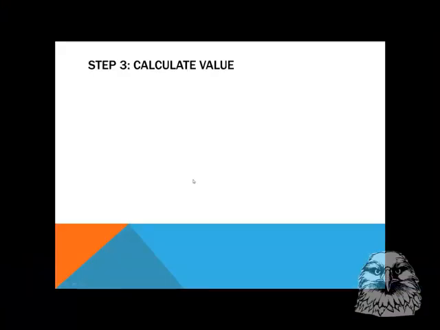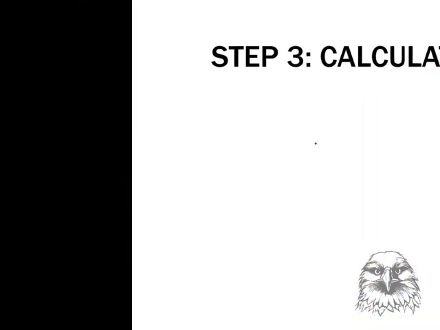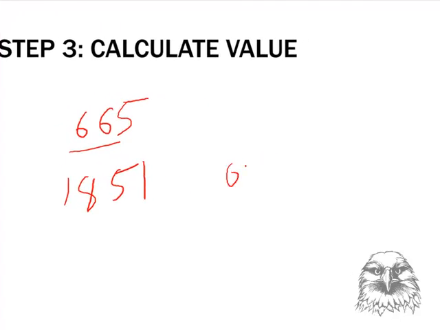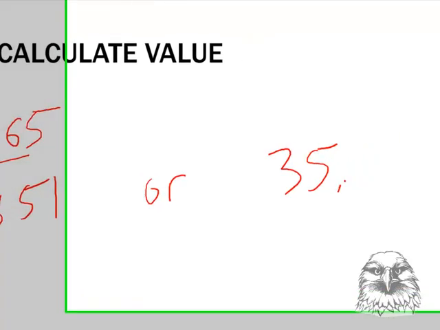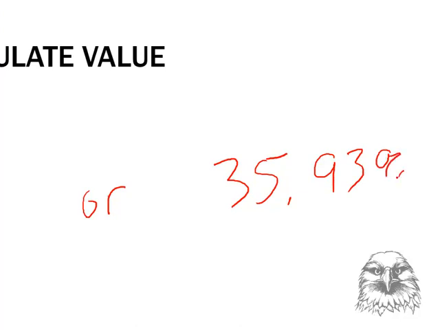So let's jump back into our PowerPoint, and it looks like we've calculated our answer here, and the answer could be written one of two ways. We could say our answer is 665 over 1851, or we could say 35.93%, and that's approximately the correct answer there. So now we've got our answers, or at least we think we do.